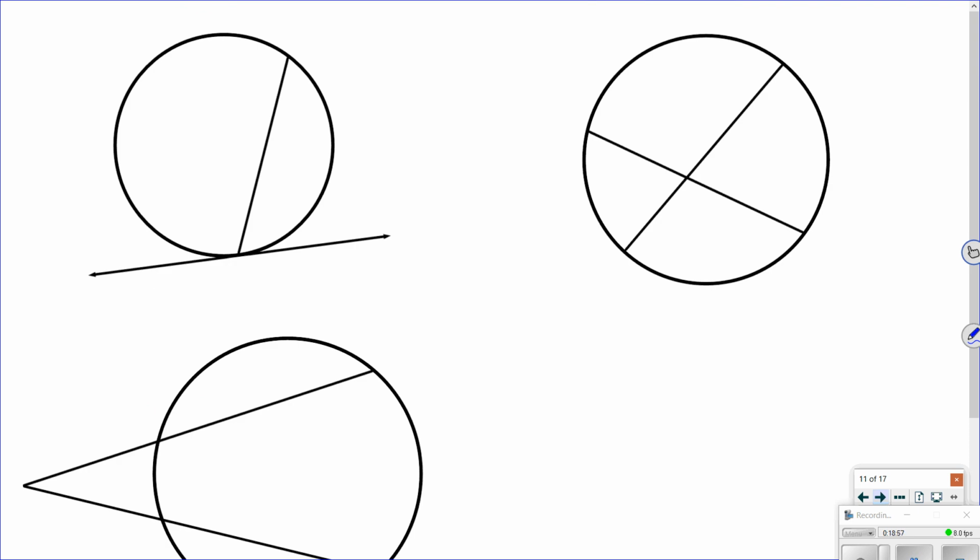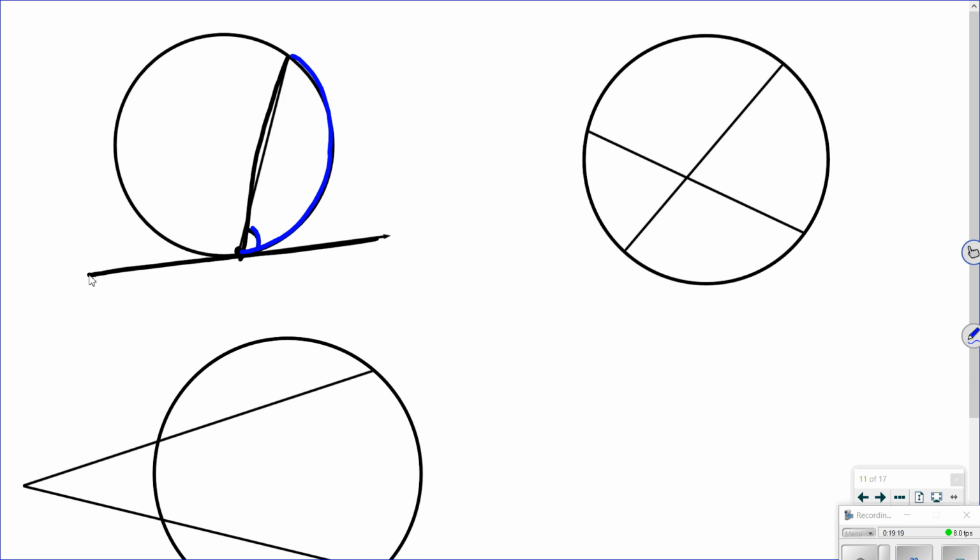Okay, just a couple of theorems on angles. One is, if you have a tangent line and a chord, it's like an inscribed angle. That angle, we'll do it in a different color, that angle right there will be half of the measure of that arc. Okay, just like an inscribed angle.